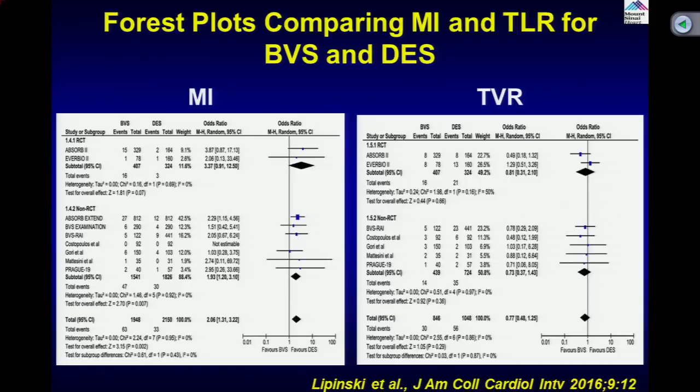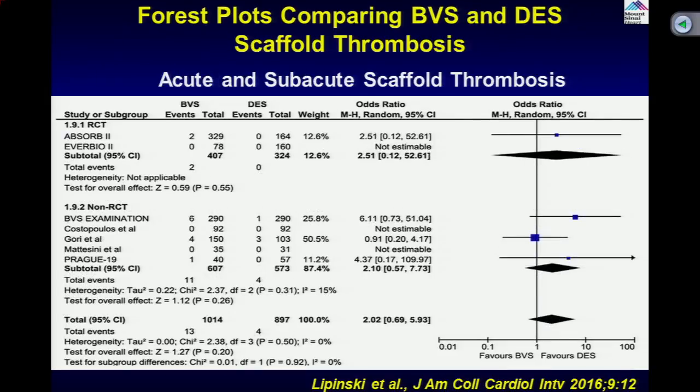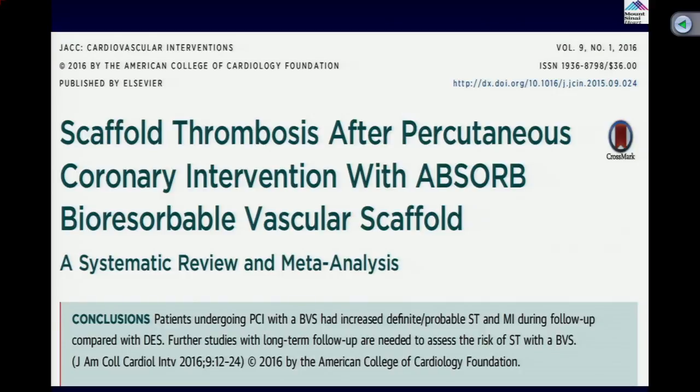MI, definitely more MI in the BVS group, and as you can see the TVR is just identical. Now more important, and that's the concern, is the scaffold thrombosis. Clearly everolimus-eluting stent has a 50% lower device thrombosis, definite or probable, compared to a BVS, and this is more acute and subacute, and after 1 month the difference really becomes less. So basically they concluded that patients undergoing PCI with the BVS had increased definite and probable stent thrombosis and MI during follow-up compared with the DES. So clearly this is the early experience, taken all the studies together, that is what we learned.